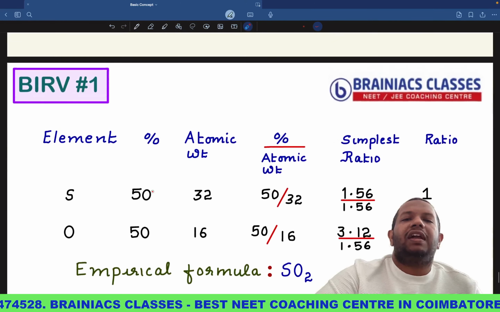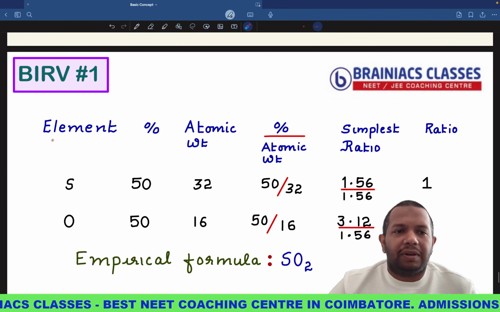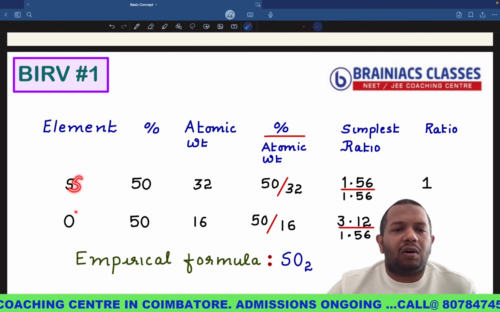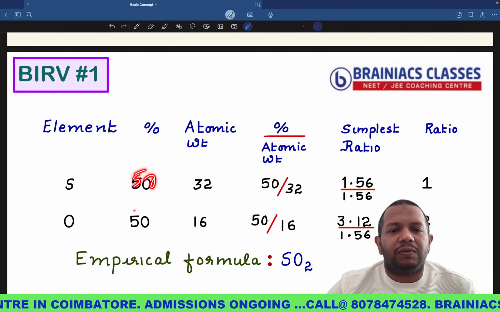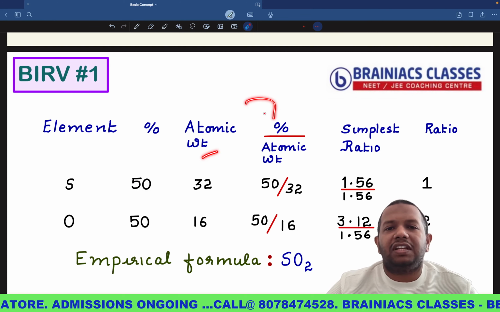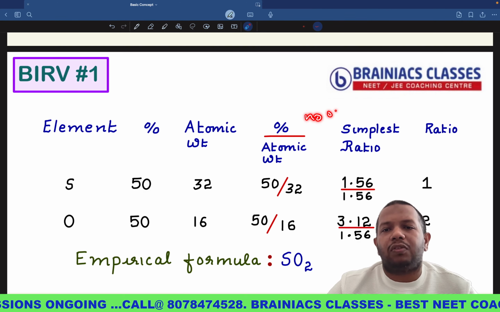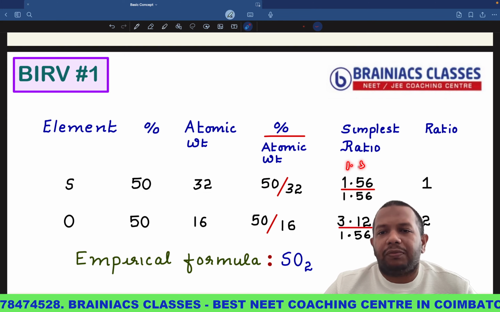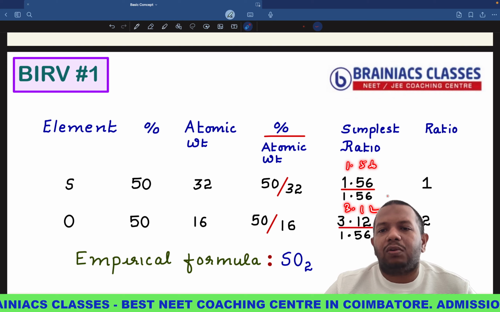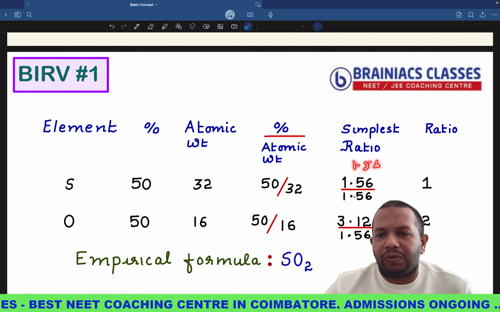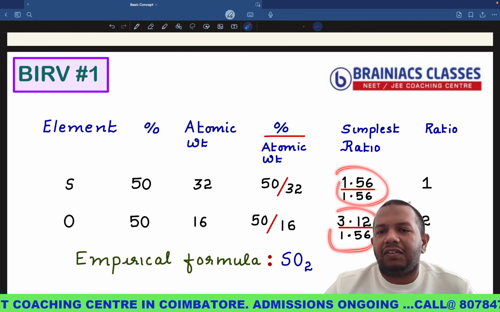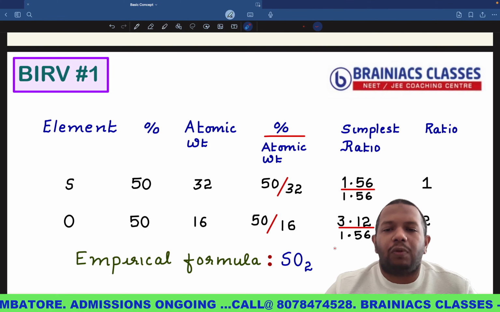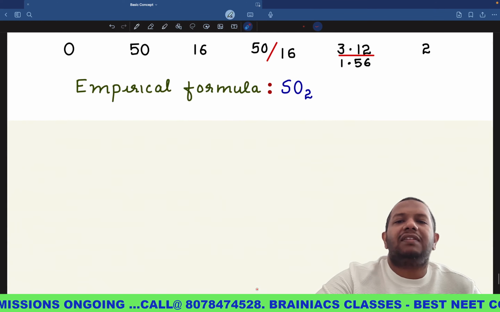So how to do this? Again, the same table you can make. Element, percentage, atomic weight. So sulfur, oxygen, percentage is 50 and atomic weights 32 and 16. Here percentage by atomic weight will give you the number of moles. So 50 by 32 gives 1.56, and 50 by 16 gives 3.12. The smallest number out of this is 1.56. So divide by that on both sides, you will get 1 and 2. So from this I understood 1 sulfur and 2 moles of oxygen atoms. So my empirical formula here is SO2.